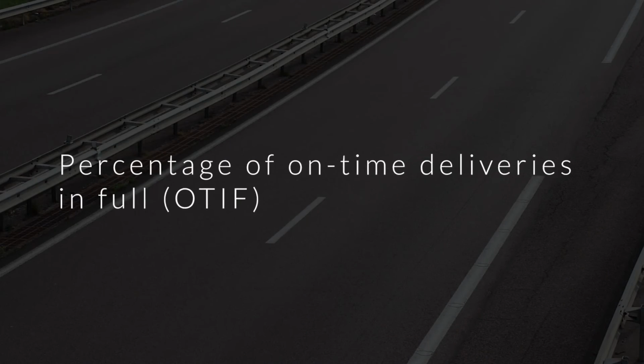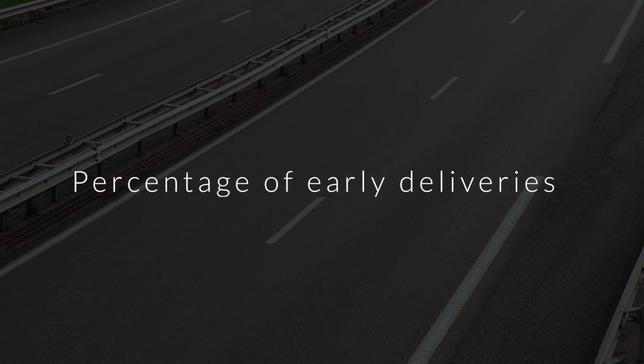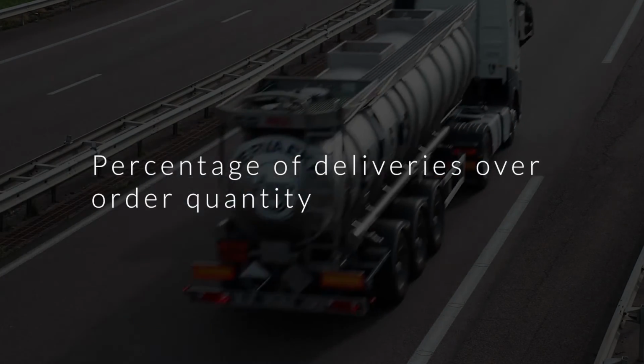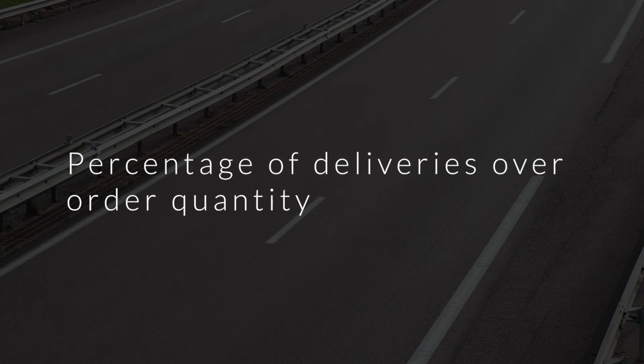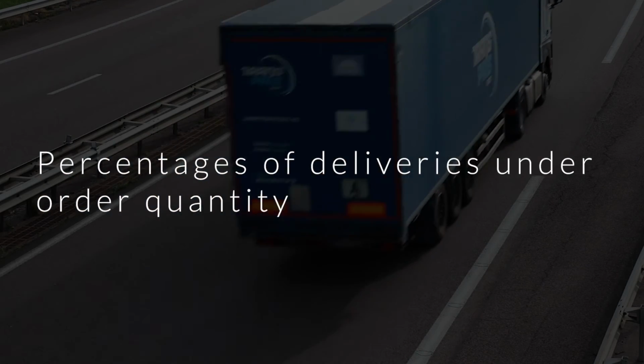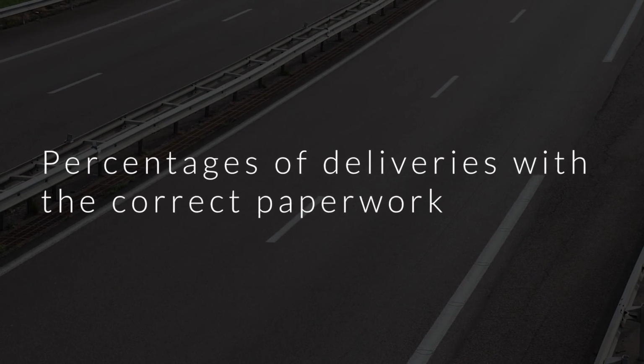So you need to agree with the suppliers on measures regarding delivery performance, and such will include things like percentage of on-time deliveries in full, that is OTIF. Number two, percentage of early deliveries, percentage of late deliveries, percentage of deliveries over order quantity, percentage of deliveries under order quantity, and percentage of deliveries with the correct paperwork.